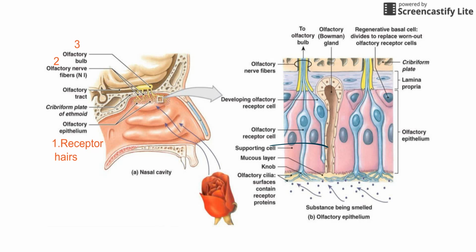So first things, you want to take a second here and label this picture on the left. You'll probably want to pause it. The number one is down here. These are the receptor hairs. Okay. Number two is the olfactory nerve fibers. And number three is the olfactory bulb. So take a second and make sure you label those up in your picture.